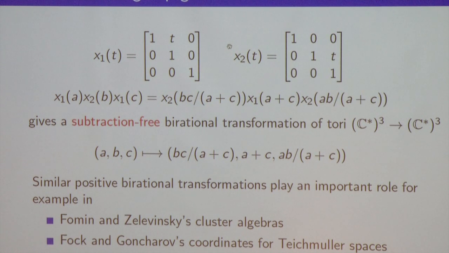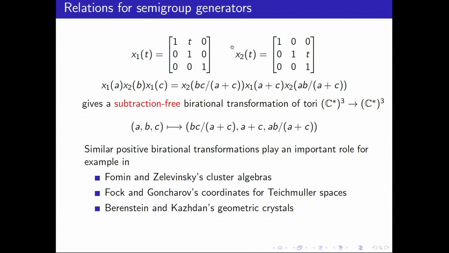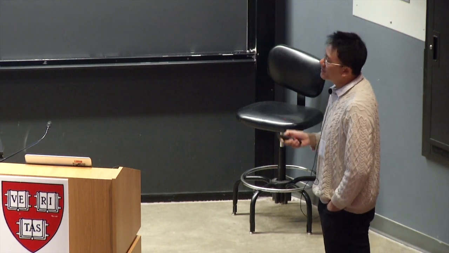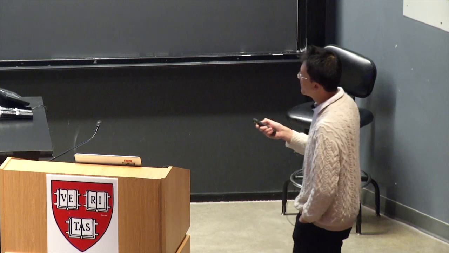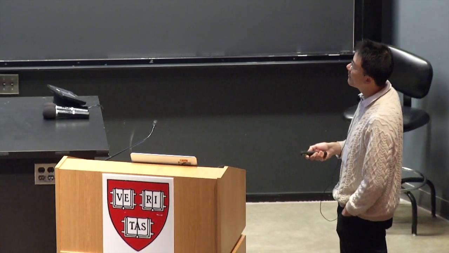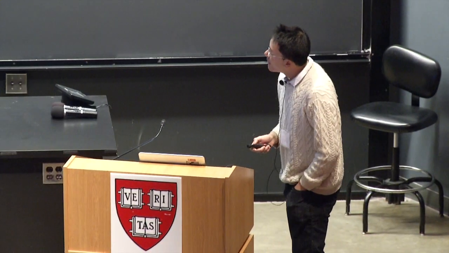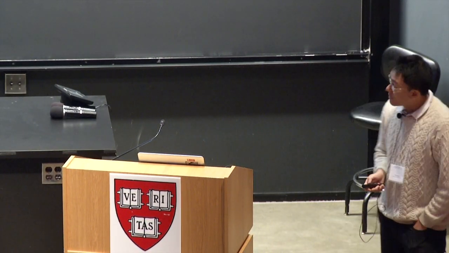These kind of transformations have actually inspired a lot of work in areas close to mine. In particular, these sort of positive birational transformations come up in the theory of cluster algebras. And perhaps, so closely related are Fock and Goncharov's coordinates for higher Teichmüller spaces, where you make some choice to get a coordinate system. If you make a different choice and get another coordinate system, then coordinates are related by a subtraction-free birational transformation. And probably Fock and Goncharov's work is the most striking example of naturally occurring such coordinate systems. So I'm not going to talk about the first two things here. I'm just going to talk about work of Berenstein and Kazhdan on geometric crystals.